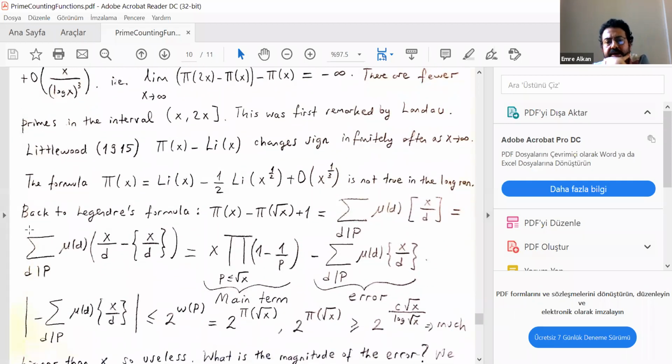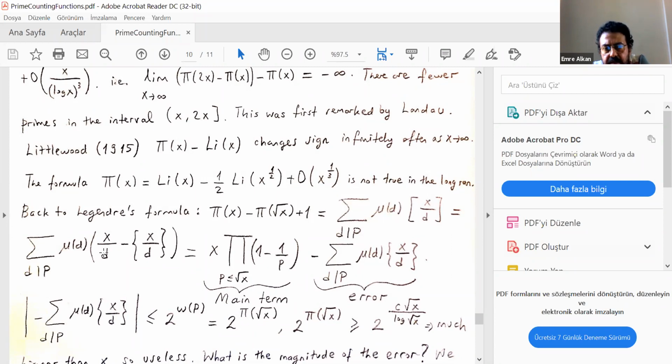Now, I should go back to Legendre's formula as well. Let me look at Legendre's formula with a more critical eye. So, π(x) − π(√x) + 1. Of course, we need to write the right-hand side, the inclusion-exclusion, like this. Now one is tempted to write this like this.